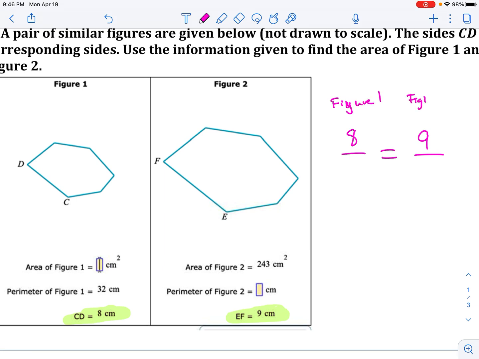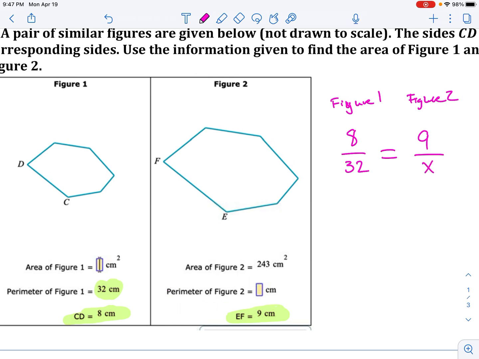And this would be figure 2. Like that. And with that being said, then we can fill in another piece that we know. So for example, let's look at our perimeter. Our perimeter was 32. So I'm going to take that 32, and since that's under figure 1, I'll put it on my figure 1 side. So right there. I don't know the perimeter of figure 2. That's what I'm trying to find, so I'll put an X there.